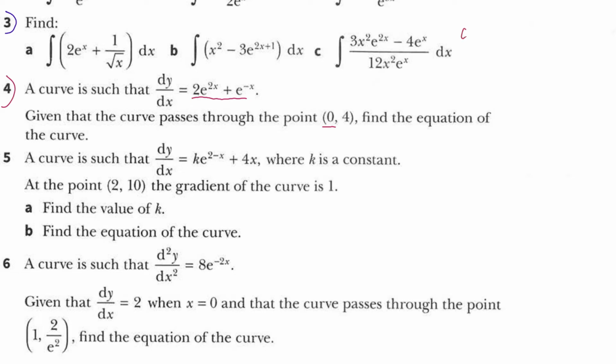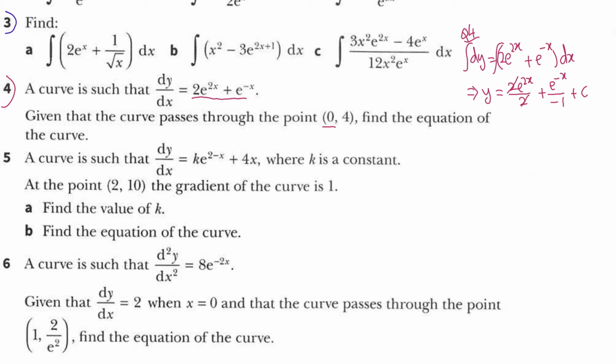Question 4, let me write the expression like this. dy equals the exponential expression 2 e to the power 2x, then plus e to the power minus x, dx. Apply integration on both sides of that expression, then y equals 2 e to the power 2x divided by 2 plus e to the power minus x divided by minus 1. Why are we writing minus 1 here? This is the coefficient of x, which is minus 1.